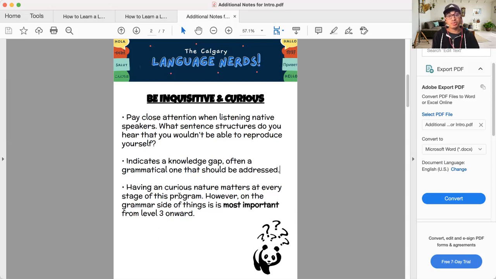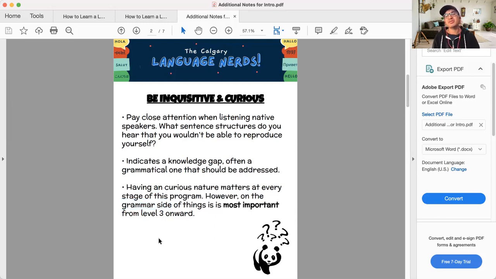So having this kind of curious nature, whether it's listening closely for knowledge gaps, as I said, or even just asking lots of questions. I should probably put that on the page: ask lots of questions. Having that curious nature matters at every stage of the program. I don't care how advanced you are, how non-advanced you are. It's very important, but on the grammar side of things, understand that it's most important from level 3 onwards.